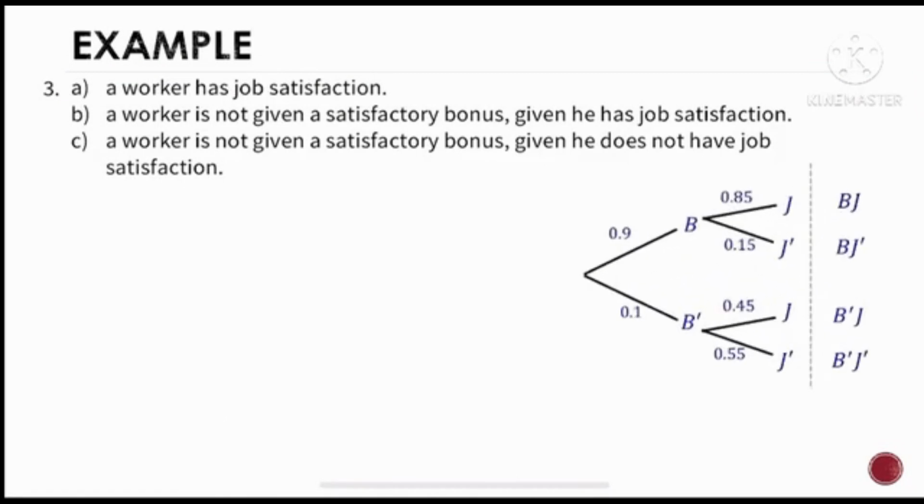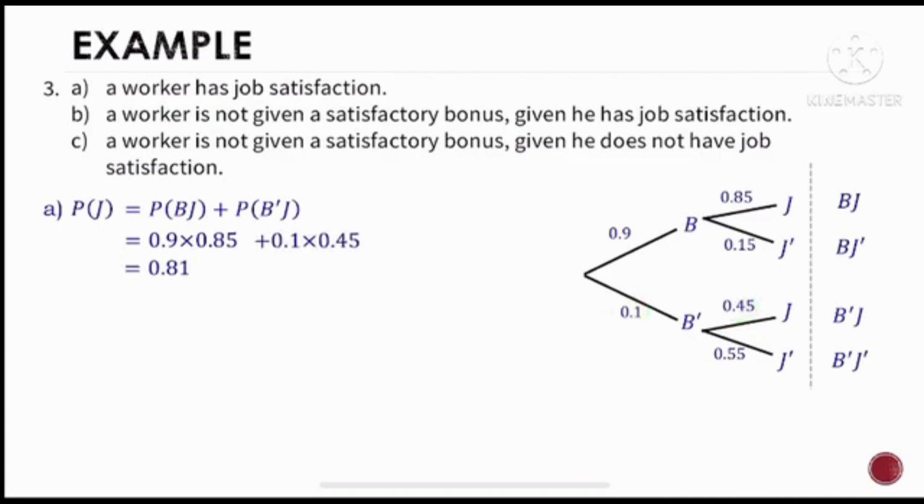Question A: the probability that a worker has job satisfaction is P(J), which equals P(BJ) plus P(B'J). For P(BJ), it is 0.9 multiplied by 0.85. For P(B'J), it is 0.1 multiplied by 0.45. So the answer is 0.81.